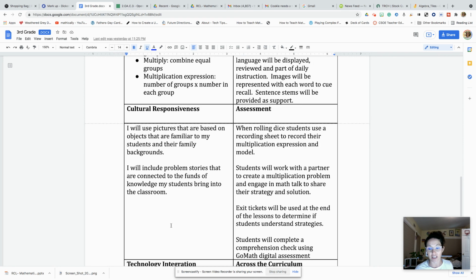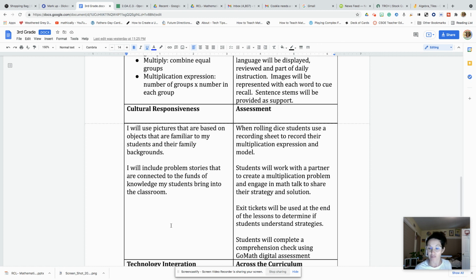And just a few ways that I might build assessment. A lot of these activities, students are going to be acting, they're going to be moving, they're going to be recording. They are the music makers, right? They are making the action happen. So assessment might be having the students, when they're playing that game with the dice, record their multiplication expressions. Having them work with a partner so that they're engaging in math talk and I'm observing and hearing what they use authentically. Using an exit ticket at the end of the lesson to determine what student strategies do my students have? Where do they feel confident?